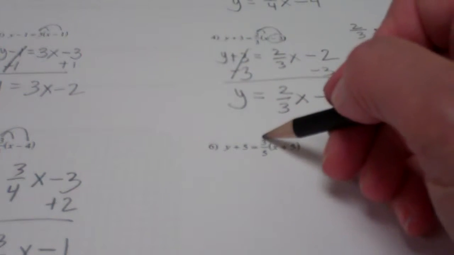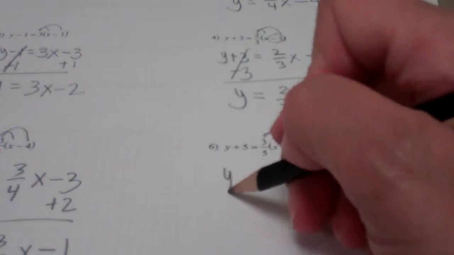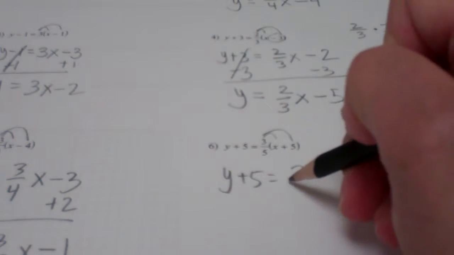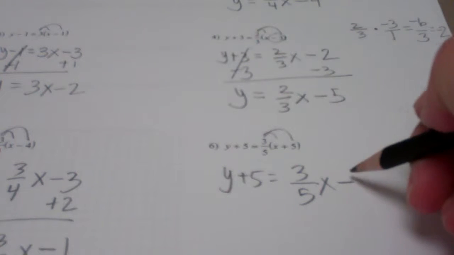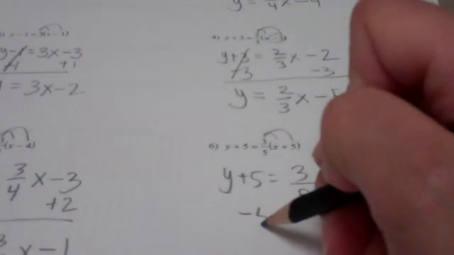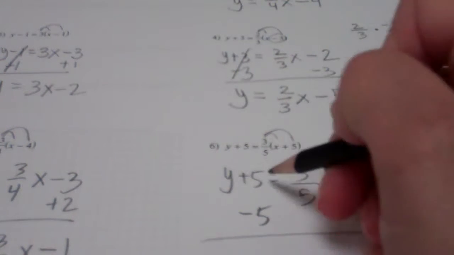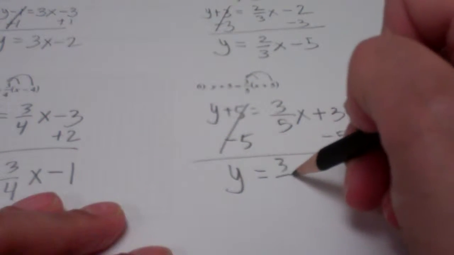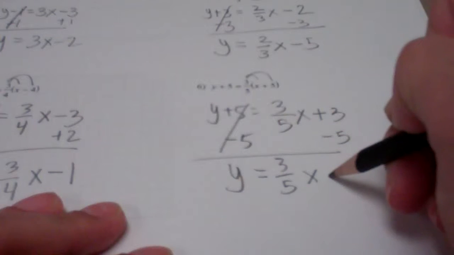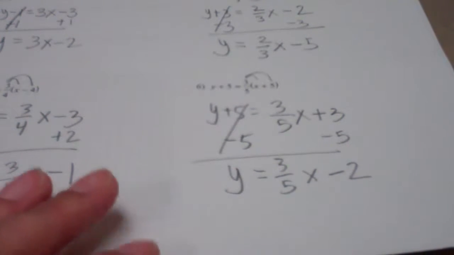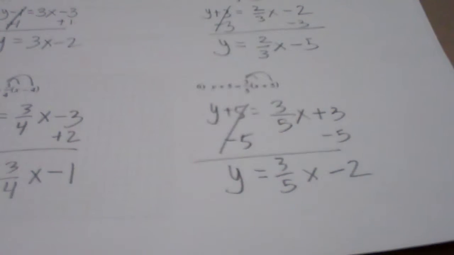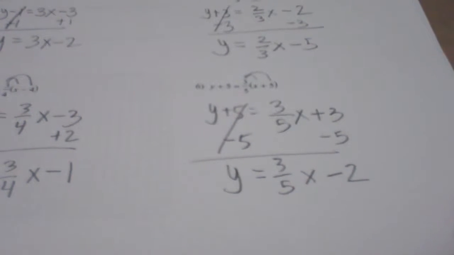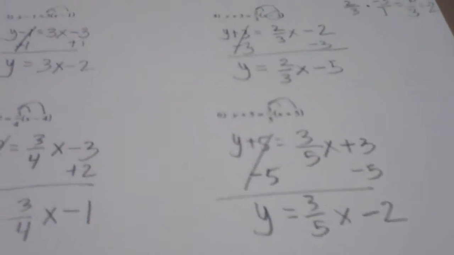And last, multiply my 3/5. Y plus 5 equals 3/5 x plus 3 minus 5 minus 5. Cross out, y equals 3/5 x minus 2. And here we go for solving. If you need more help, remember to ask me, or you may review this video.